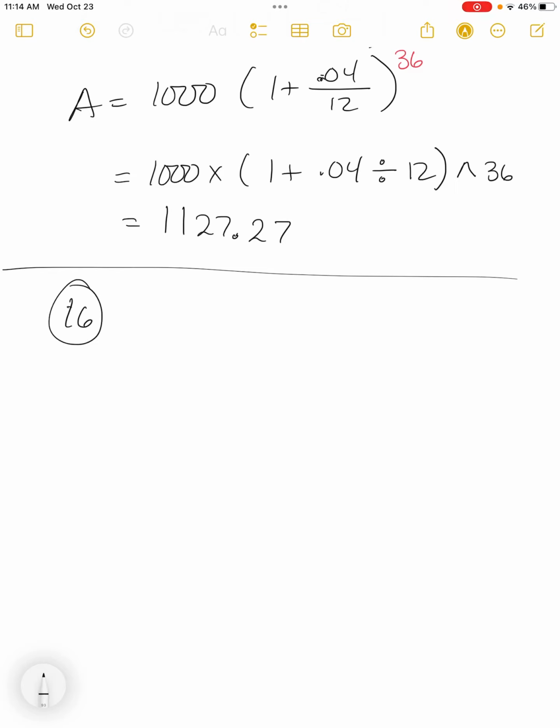Here's what they have. They have principal is $9,450. The annual interest rate, the annual percentage rate is 3.99%, and it's compounded daily.